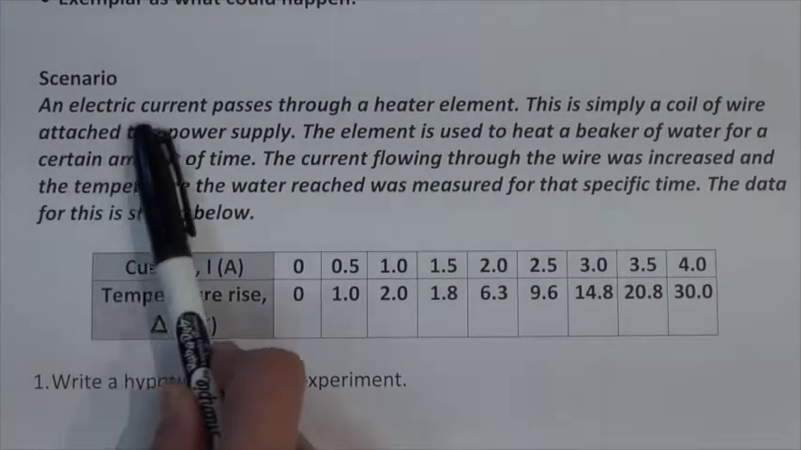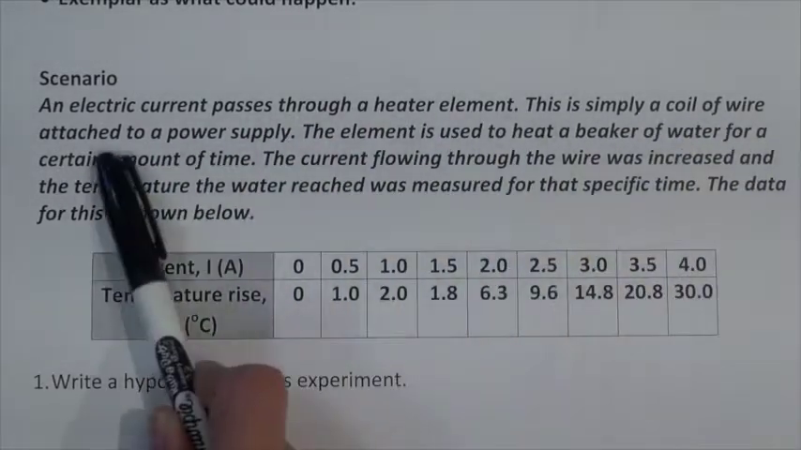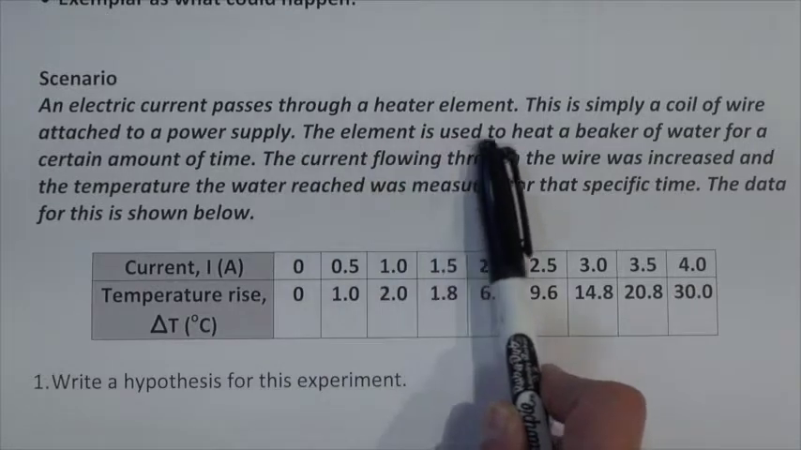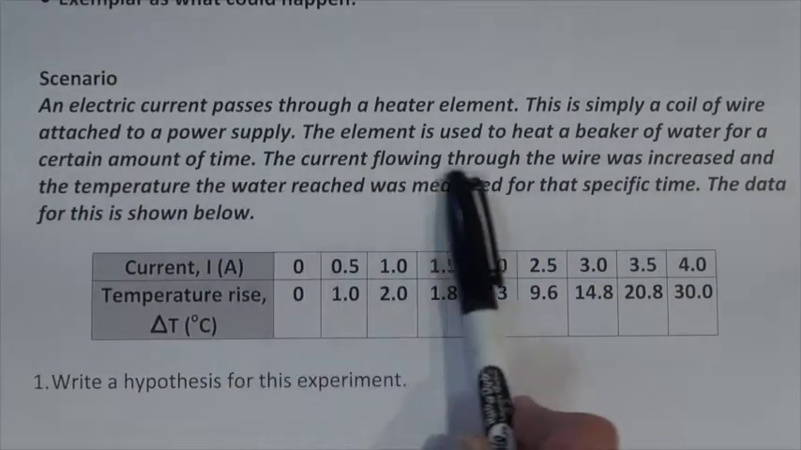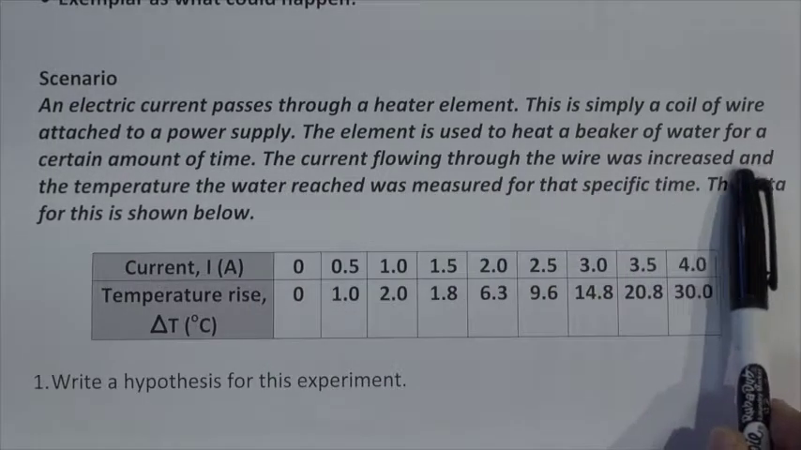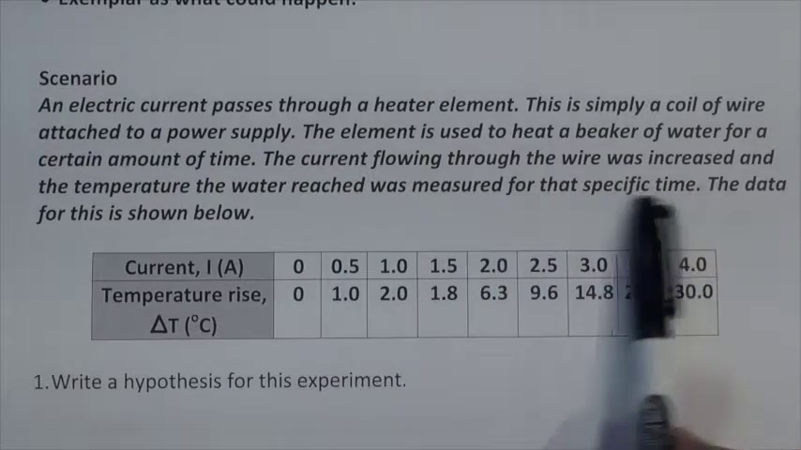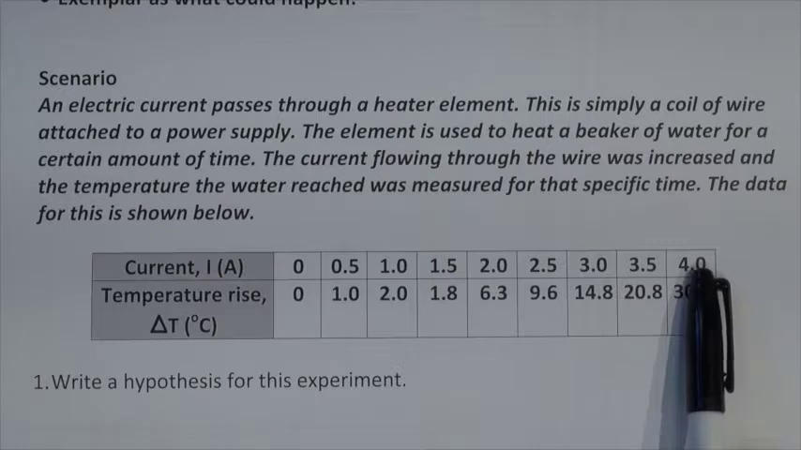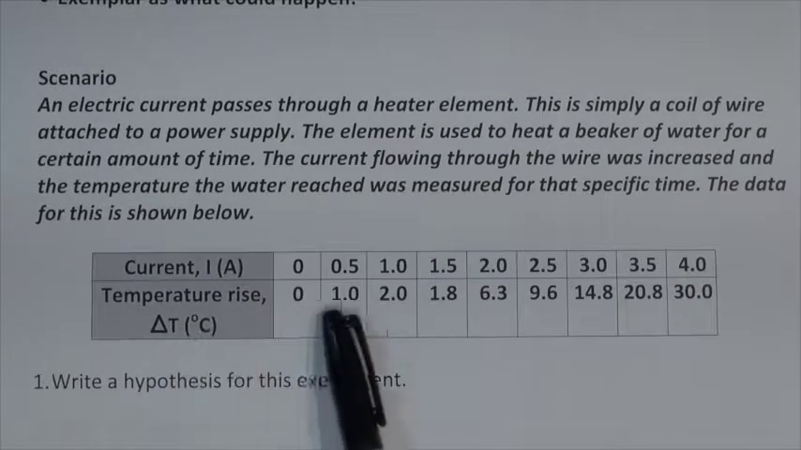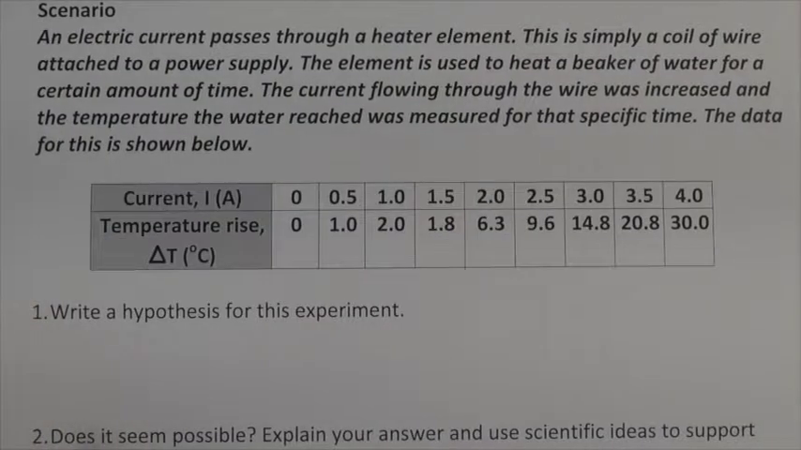Now you're given a load of information such as an electric current passed through a heater element, which is a simple coil of wire attached to a power supply. The element is used to heat a beaker of water for a certain amount of time. The current flowing through the wire was increased and the temperature of the water reached was measured for that specific time. The data for this is shown below. So you may be given a table similar to this where we've got current and we've got temperature rise. Then you're asked a number of questions based on this material.